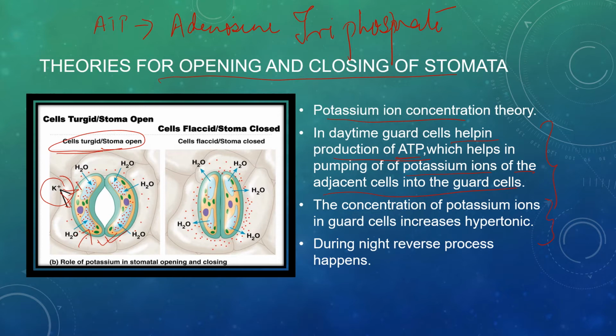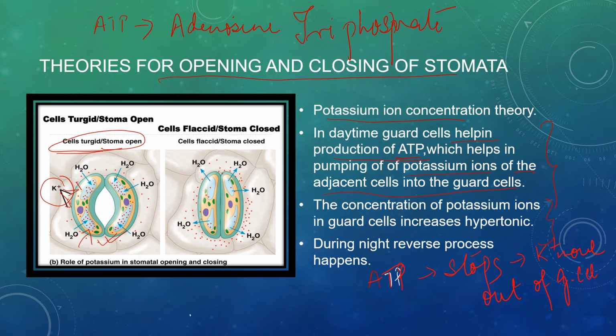Now at night, what is happening? The reverse of this process is happening. Is it clear? The ATP formation is stopping. So at night the ATP formation stops. So what happens when the ATP formation stops? No photosynthesis is taking place. Now the potassium ions, what are they doing? They are moving out of the guard cells.